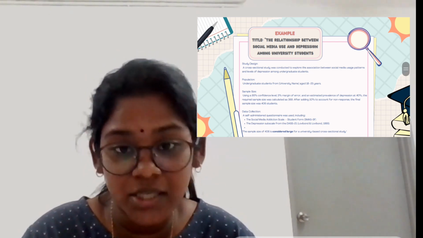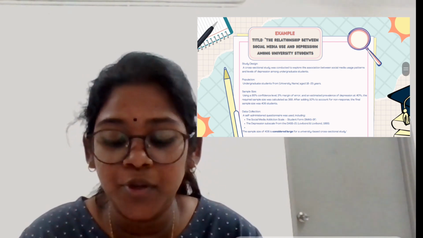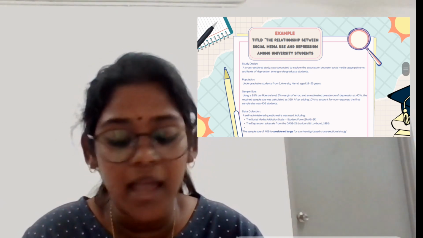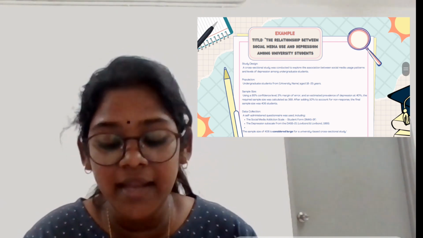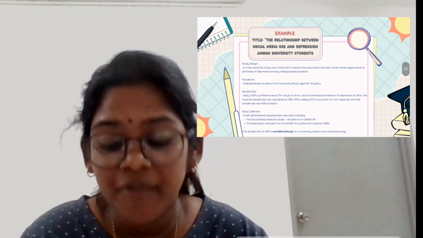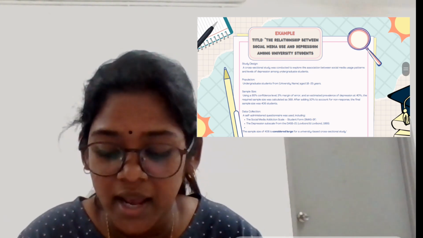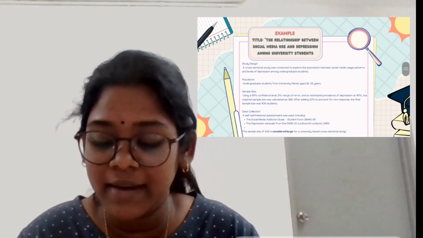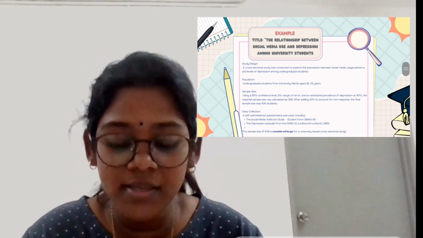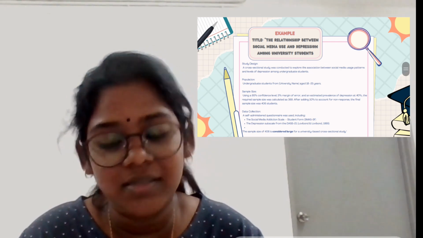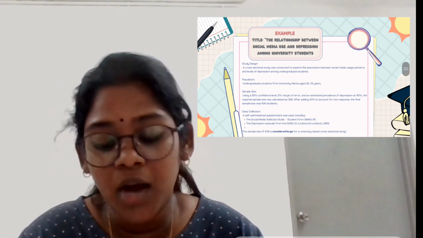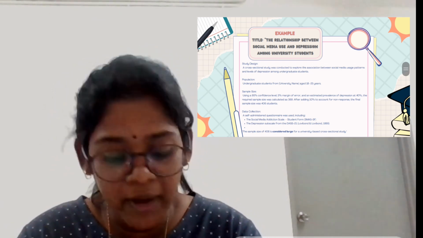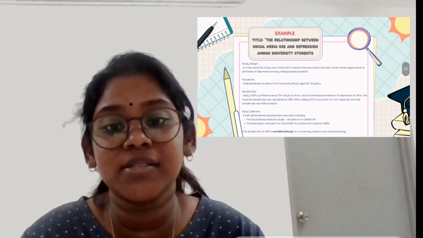And for the population, undergraduate students from a university, aged 18 to 25 years. And for the sample size, using a 95% confidence level, 5% margin of error and an estimated prevalence of depression of 40%, the required sample size was calculated as 369. After adding 10% to account for non-response, the final sample size was 406 students.